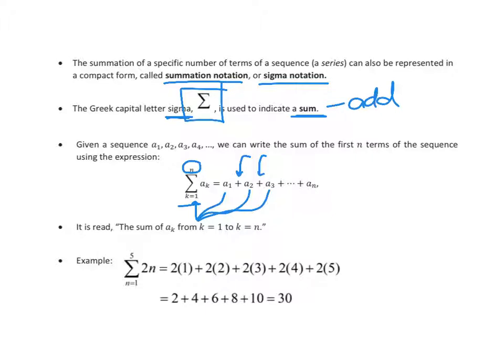So again, a similar example. Given this question, what does it mean to actually do? Take 1, plug it into n. So 2 times 1, then a plus sign. The next number would be 2 times 2, then a plus sign. 2 times 3, and I'm going up until that 5th term. After you do that, you want to make sure you add all your terms together.